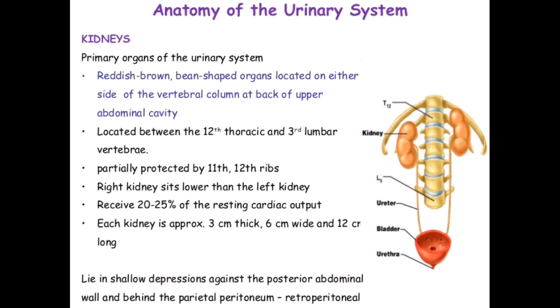Anatomy of the urinary system. See the position of the kidney in our body. The primary organ of the urinary system is the kidney, reddish brown bean-shaped organs located on either side of the vertebral column at the back of the upper abdominal cavity, between the 12th thoracic and 3rd lumbar vertebrae, partially protected by the 11th and 12th ribs. The right kidney sits lower than the left kidney.